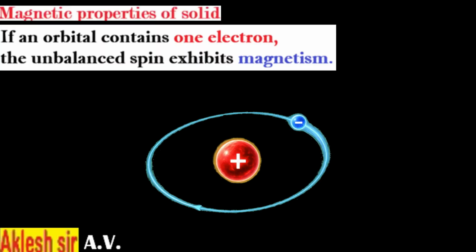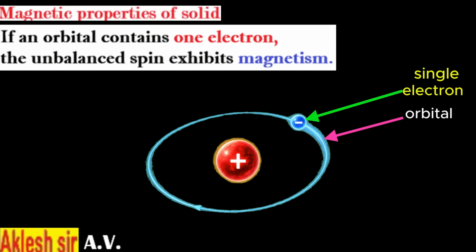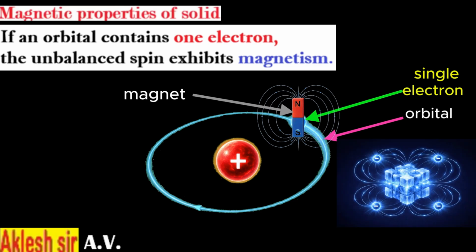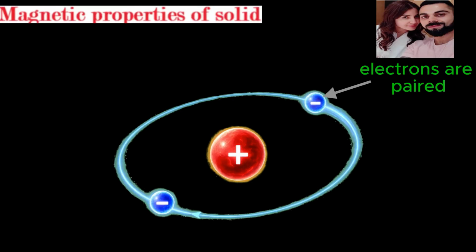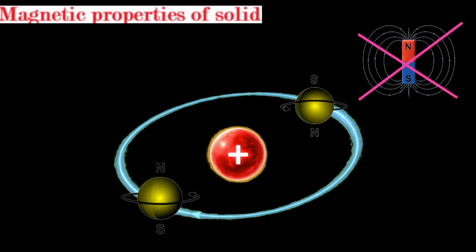When an orbital has only one electron, its spin is unpaired or unbalanced. Because of this unpaired spin, the electron behaves like a tiny magnet. Therefore, the solid shows magnetic properties. In simple words, if electrons are not paired, they create magnetism. When electrons are paired, their spin is balanced and no magnetic property is observed.